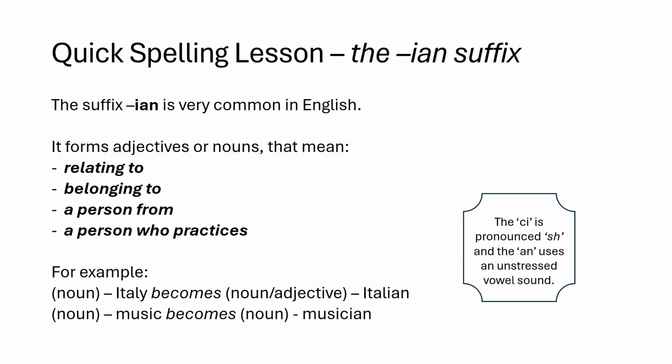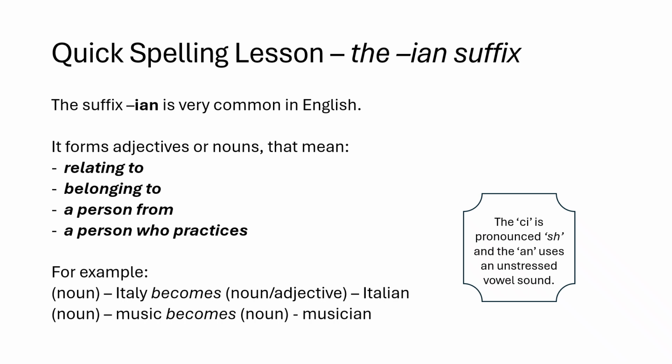The suffix IAN is very common in English. It forms adjectives or nouns that mean relating to, belonging to, a person from, a person who practices. Here are some examples. The proper noun, Italy, which is the name of a country, becomes the noun or adjective, Italian. It describes a person from Italy relating and belonging to Italian culture.